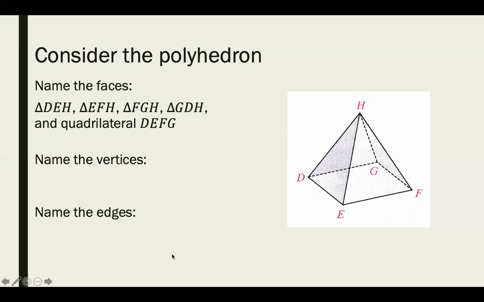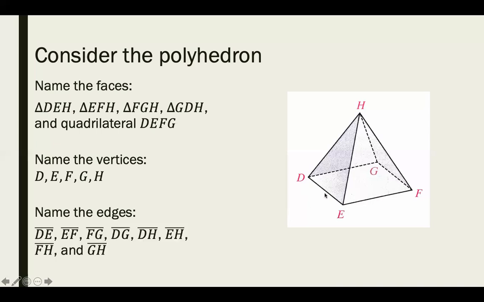The vertices, those are just the points. So that's going to be D, E, F, G, and H. And then the edges are basically the segments connecting those points. So we'd have one that's DE, EF, GF, etc. And there's actually 8 of them. 1, 2, 3, 4, 5, 6, 7, 8.